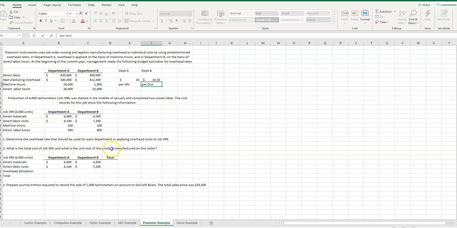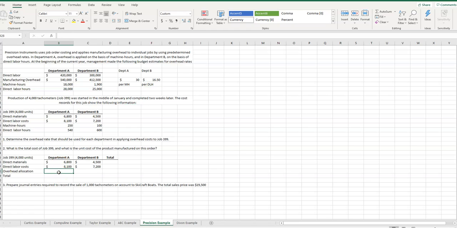The next thing that we're going to do is apply overhead to job 399, determine what the total cost of job 399 is, and then what the unit cost per product manufactured on this order. You see here we're making 4,000 tachometers in job 399. We're going to allocate Department A costs based on machine hours. We take that rate we calculated of $30 per machine hour times the 250 machine hours assigned to Department A.